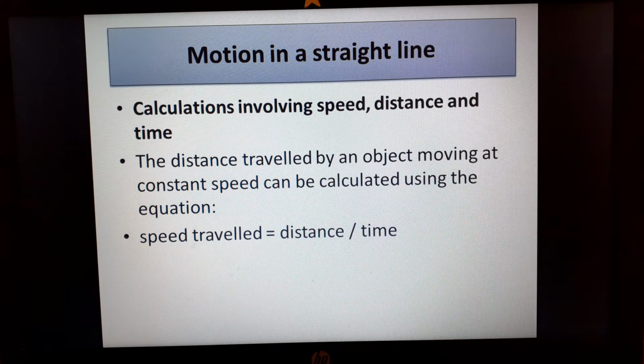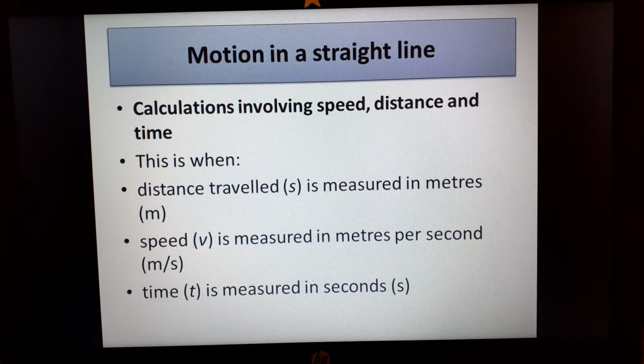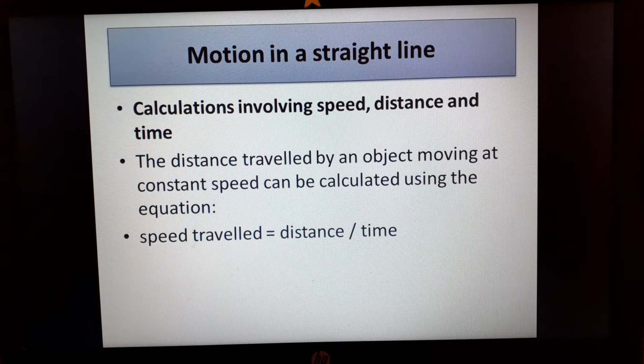Given that distance is measured in meters, speed v is measured in meters per second, while time is measured in seconds, this basically gives us the equation: speed in meters per second is given by distance in meters over time in seconds.